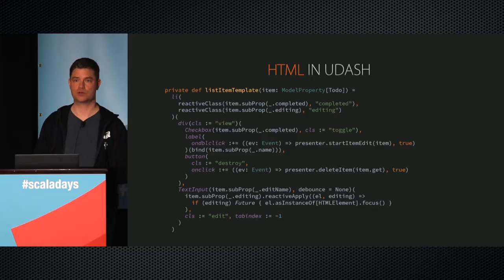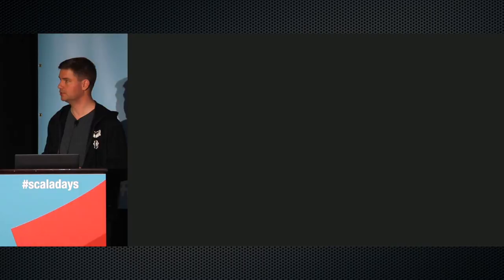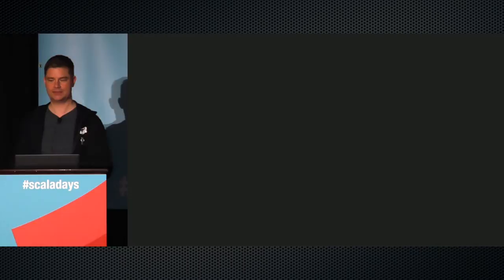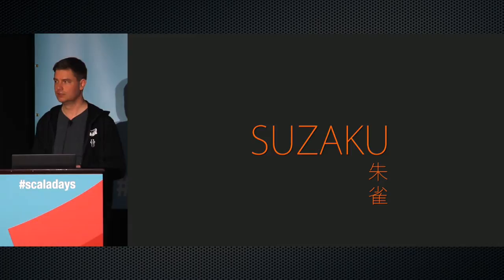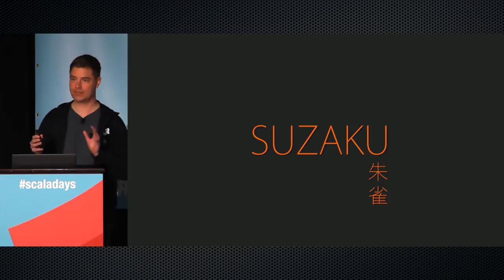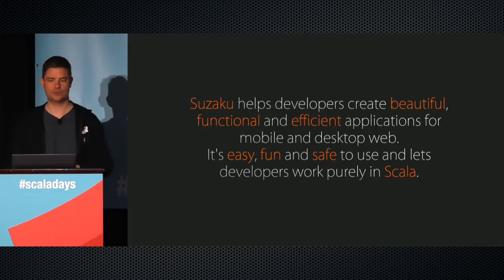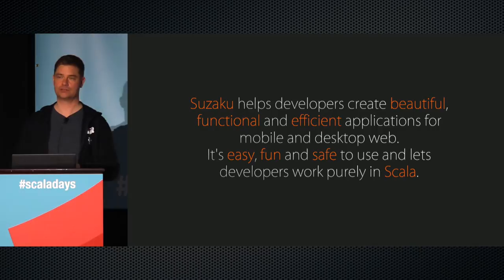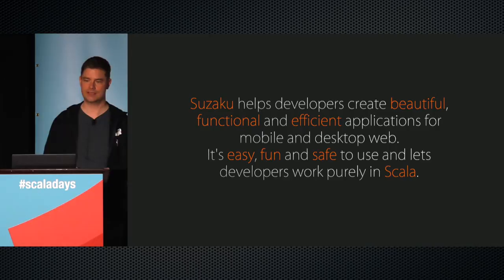Now, even with all these great UI frameworks available for Scala.js, I felt that they were not quite taking things far enough, so I started this project, Suzaku. Suzaku is a mobile-first web application framework written entirely in Scala, so the goal is that you can do everything in Scala. You don't have to worry about the JavaScript. You don't even have to know that there is JavaScript underneath. And it has a very straightforward value proposition: Suzaku helps developers create beautiful, functional, efficient applications for mobile and desktop web. It's easy and fun and safe to use and lets developers work purely in Scala.